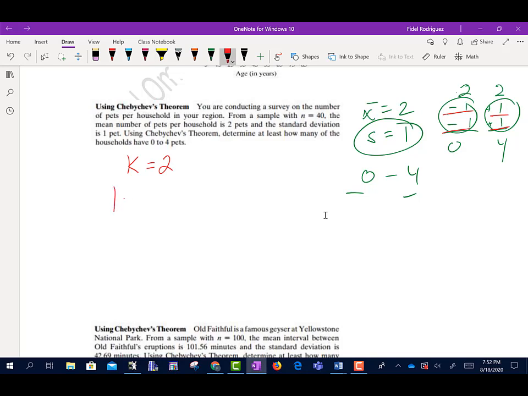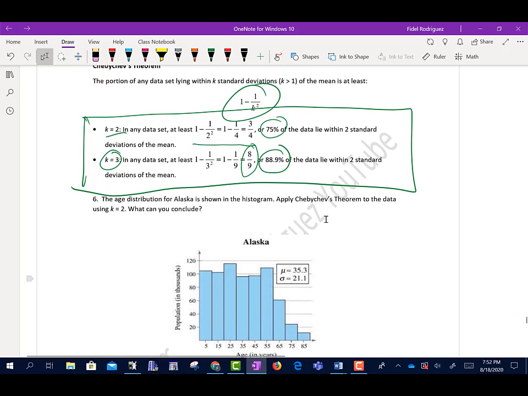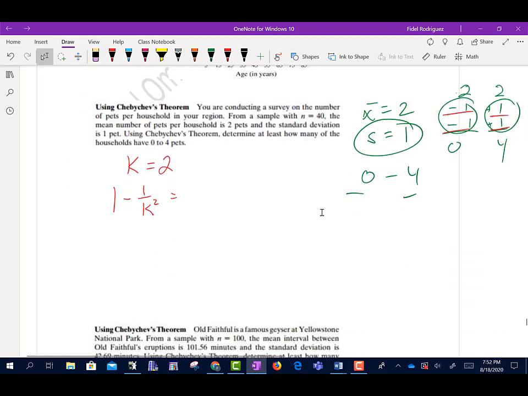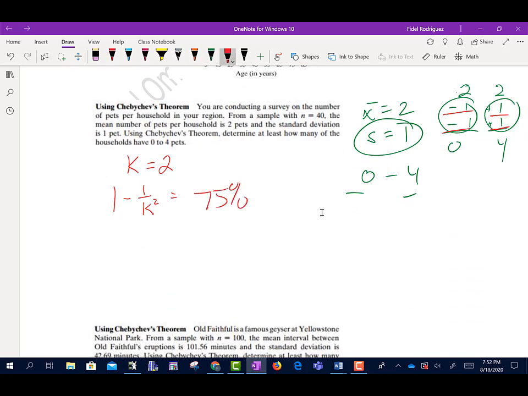So the formula says we're going to take 1 minus 1 over k squared. They did that calculation for us right here, and we came up with 75%. Okay, so now I have the number 75%. Remember, as a decimal, 75% is 0.75. The question is asking me, how many of the households have between 0 and 4 pets? 75% of them do, but it's asking me for a number.